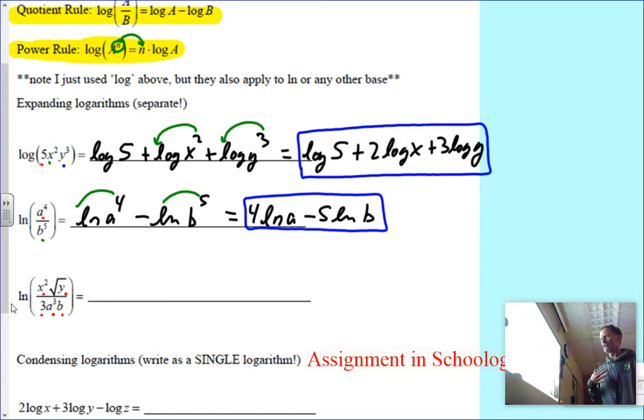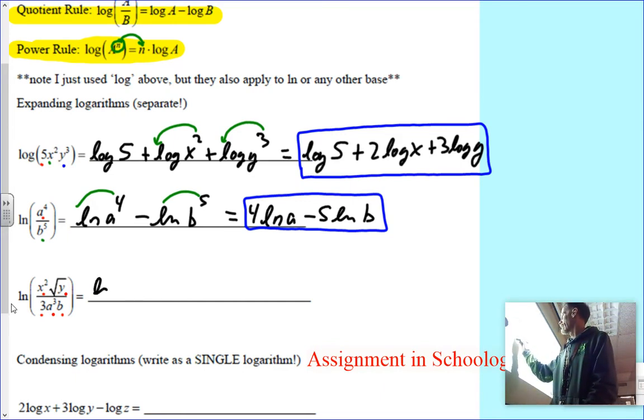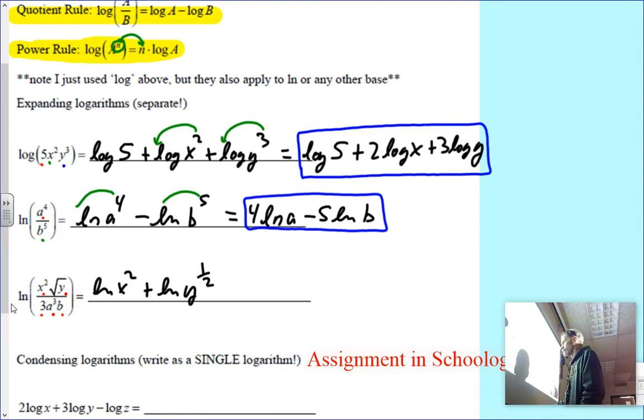Again, the one thing to remember if it's a complex thing like this, with a whole bunch of stuff going on, is things on top of the fraction will be added, and things on the bottom of the fraction are going to be subtracted. So I can start this off by saying ln of x squared plus ln of y to the 1/2. Now remember, don't get freaked out about that. The square root of y is the same thing as y to the 1/2 power. These are our exponent rules. Minus ln 3, it gets its own logarithm, minus ln a to the 3rd, minus ln b.